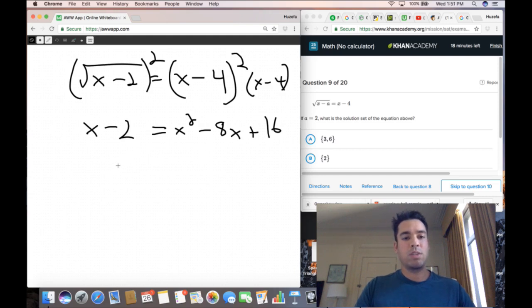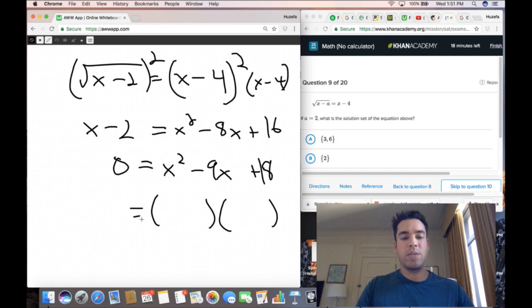Now let's get everything to one side. We'll say 0 equals x squared. I'm going to subtract x from both sides. It's minus 9x, add 2, plus 18. And then we're going to factor, and whatever we get in each of these individual factors set equal to 0, that's our answer. So this is x minus 3, right, and x minus 6.